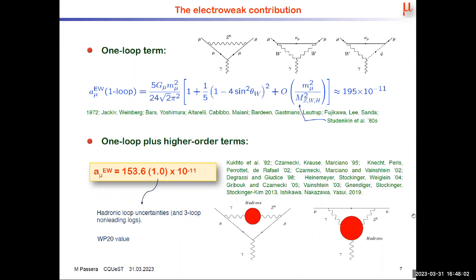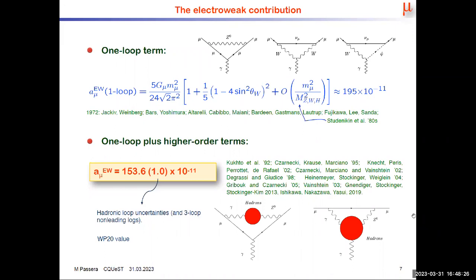And then in the 90s, people started computing higher order. The two loop was computed. There are even higher order contributions that have been studied. And the result is this one here: 153.6 in 10 to the minus 11 with an uncertainty that is negligible. So again, negligible uncertainty, a very good solid result, no problems here.